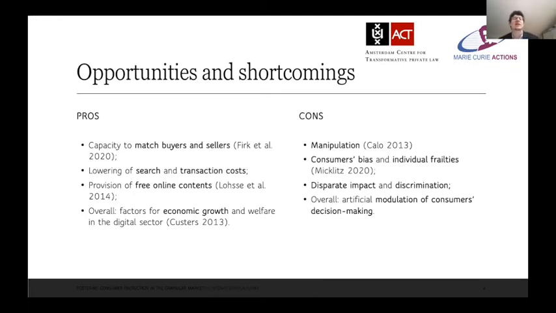So overall, we can at least agree that some positive aspects are present in favor of a crescent degree of personalization of products and services as a factor for economic growth. And on the other side, we have all the aspects we have been discussing as well. So the problems coming with this crescent personalization that are related to manipulation of consumers and the exploitation of their bias and individual frailties.